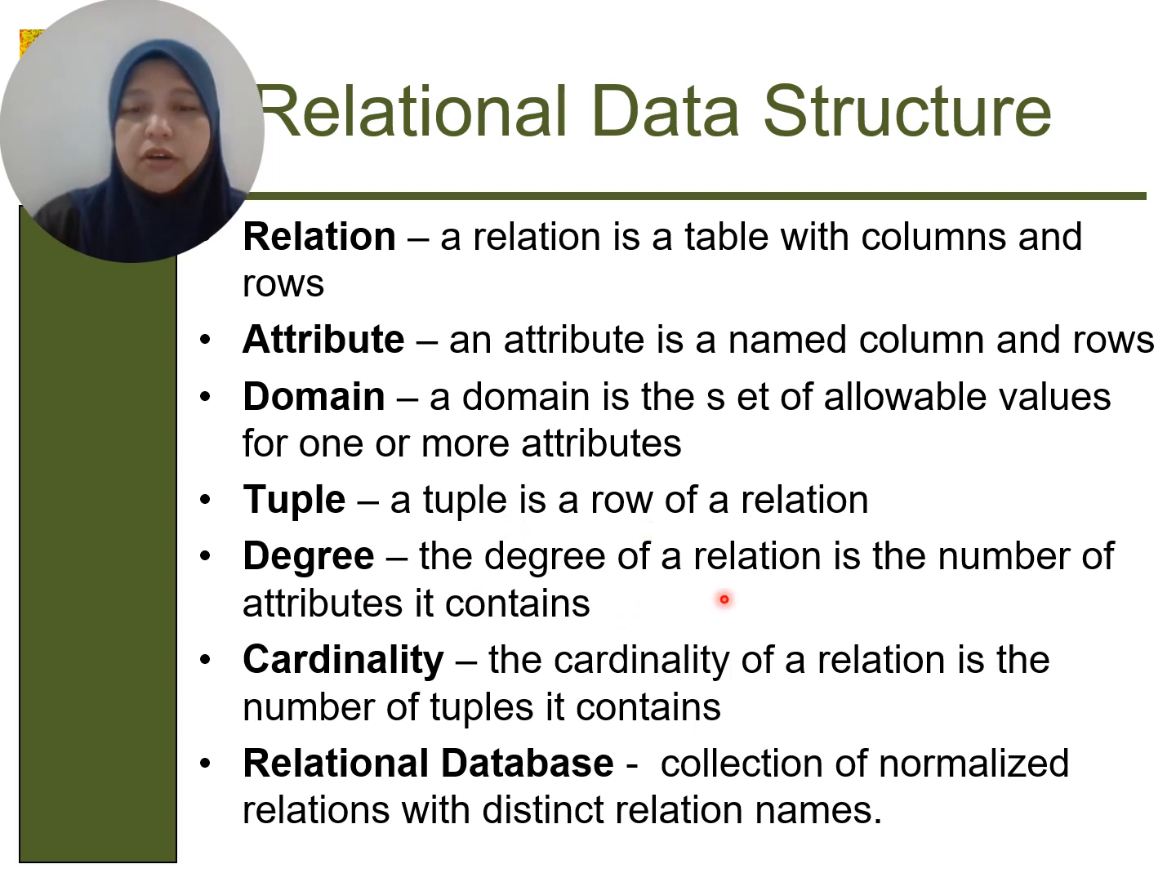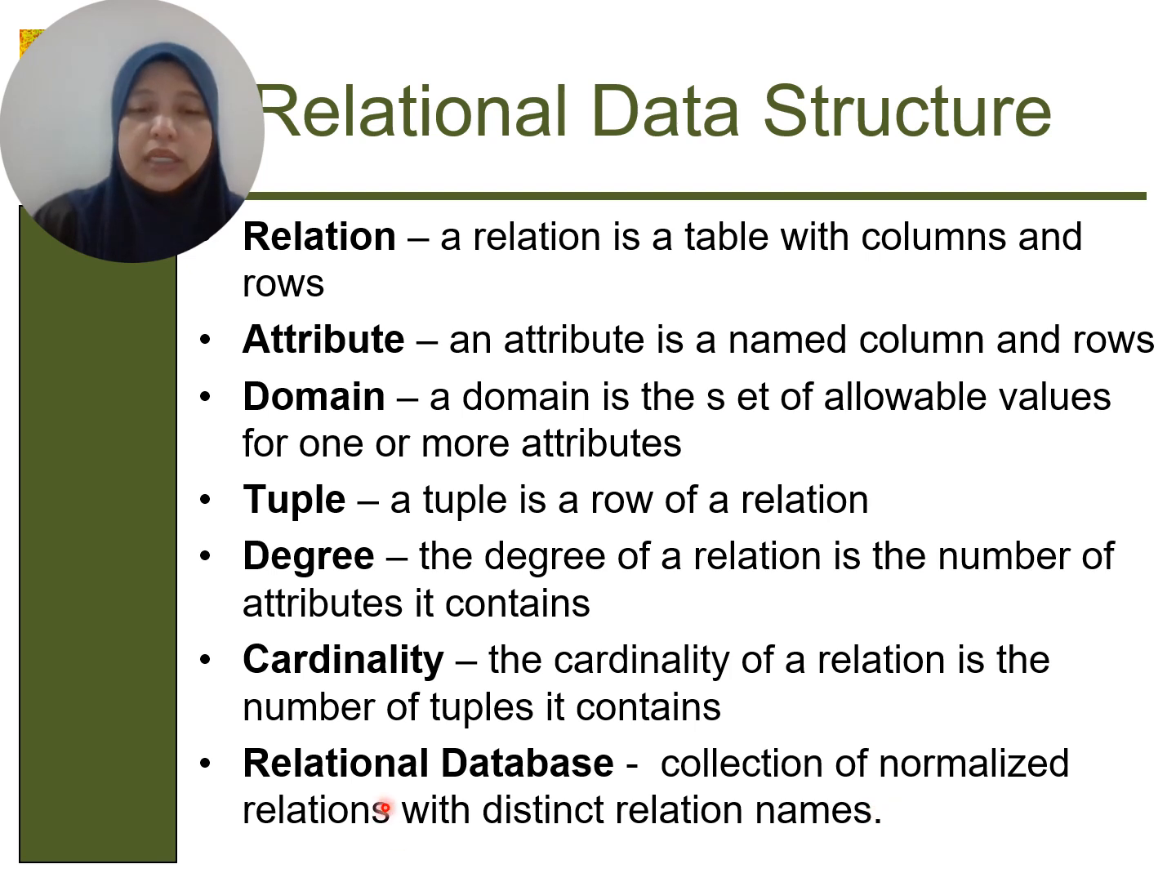Degree of a relation means the number of attributes it contains. It means that in the relation between two tables, how many records or rows in one table participate with rows in another table. Cardinality of a relation is the number of tuples it contains, and a relational database means a collection of normalized relations with distinct relation names. We will have one topic on normalization, so you will know better.